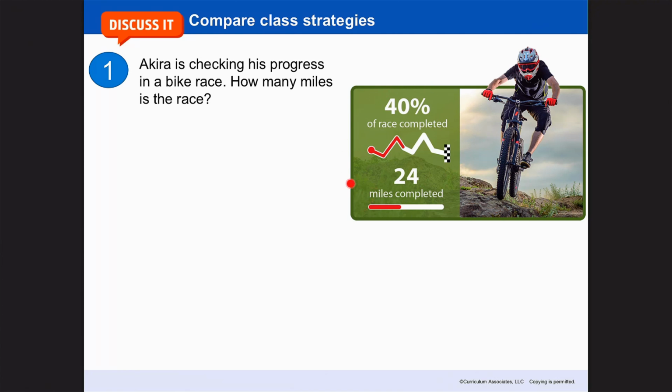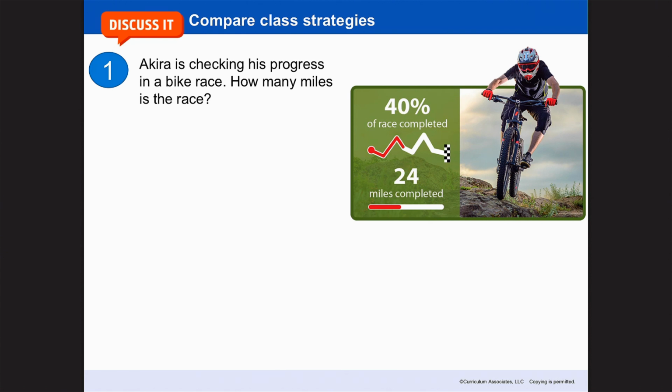So really what we're doing is we're looking at this graphic over here to see what information we have. We have 40% of the race is completed, and we have a little graphic here to display that. And 40% is the same as 24. So really this is kind of a beginning of a ratio.